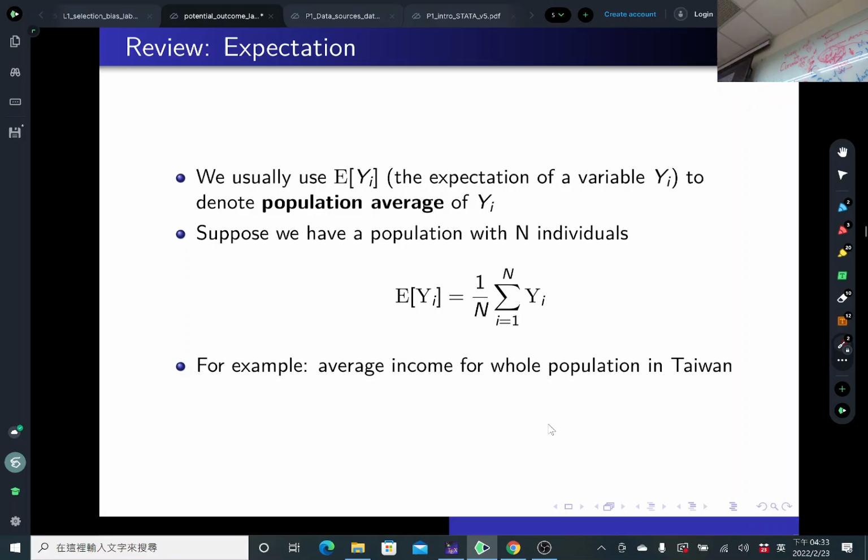So here I give you a brief review. You might have learned this in your statistics course. Expectation: we usually use E to represent the expectation. The expectation of this variable Y basically says we want to know the population average of Y. So we sum up all the values of this variable Y and divide by the number of individuals we have. We take the average. That's called the expectation of the variable Y. For example, you want to know the average income for the whole population in Taiwan. So you sum up the income of each individual and divide by the number of individuals in Taiwan.